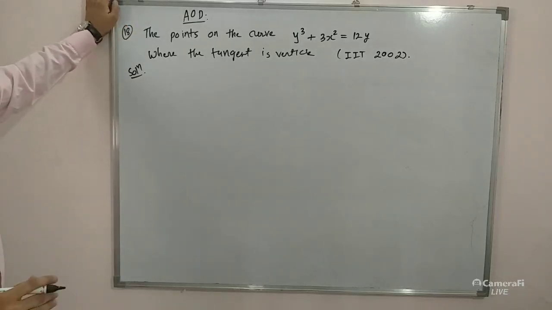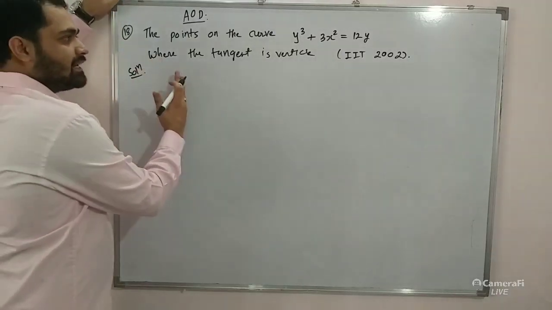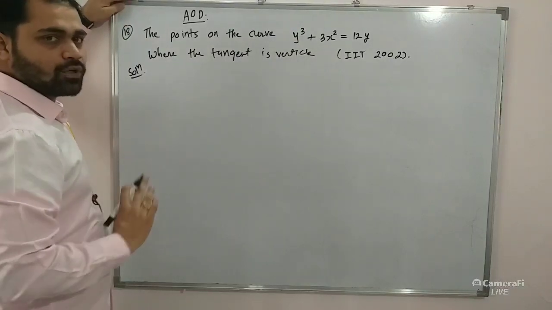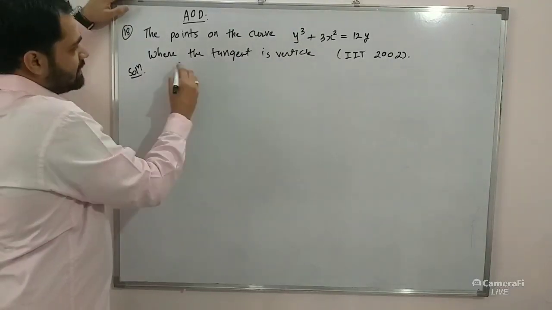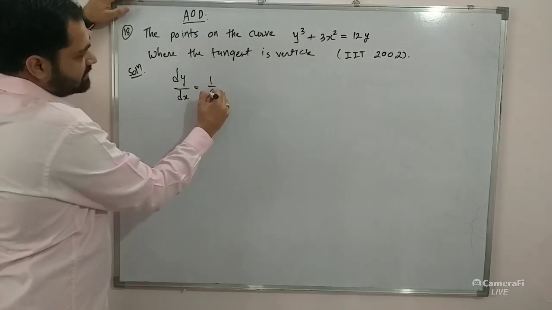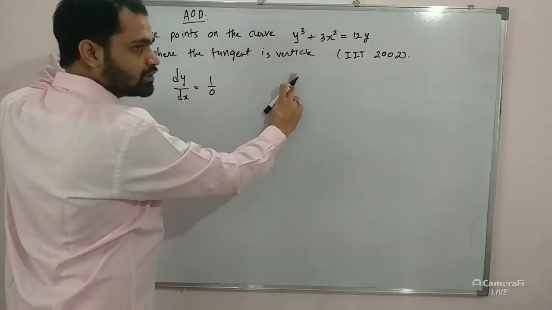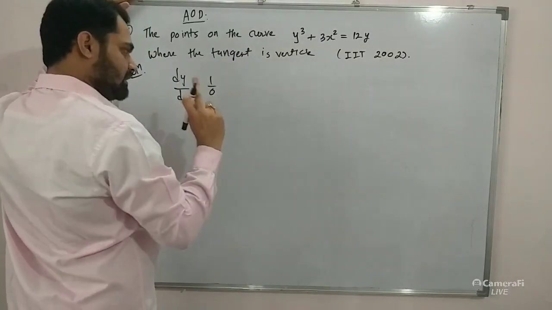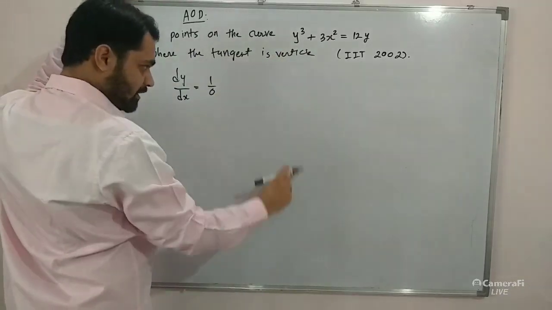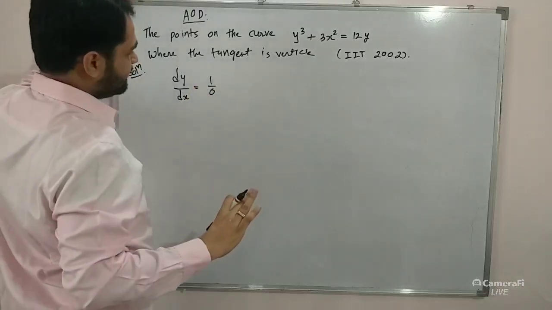Tangent is vertical means it is perpendicular to the x-axis. If the line is perpendicular to the x-axis, then the slope of that line is 1 upon 0. It means dy by dx is equal to 1 upon 0. If the tangent is horizontal, then the slope is 0. But here the tangent is vertical, so tan of pi by 2 means 1 upon 0. It is infinite, right?